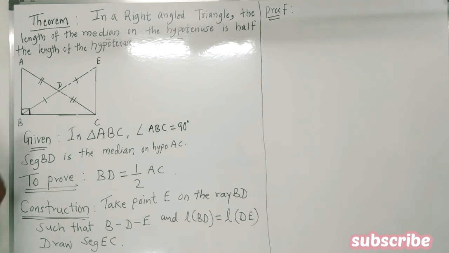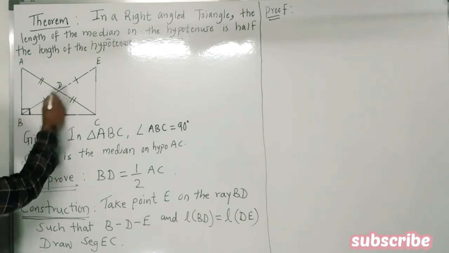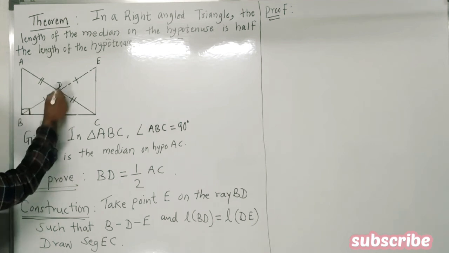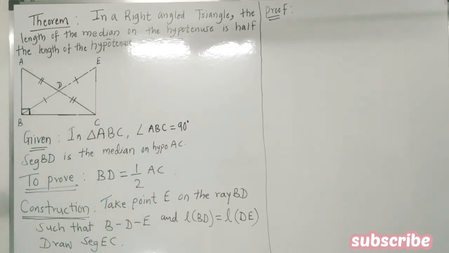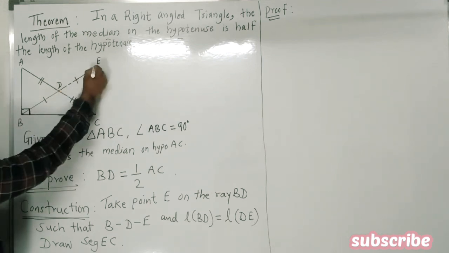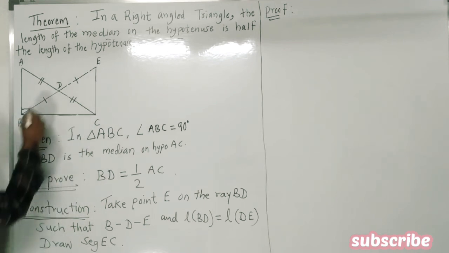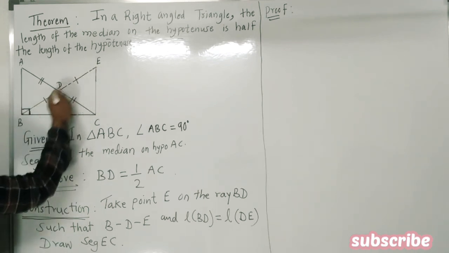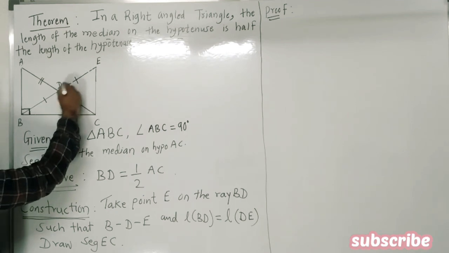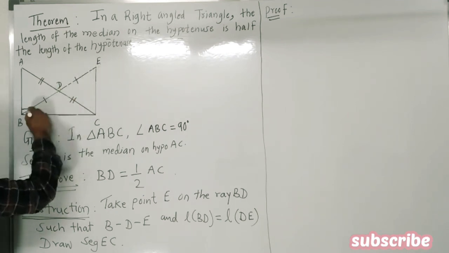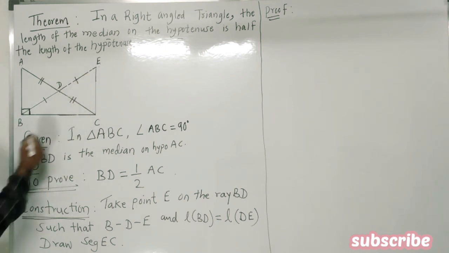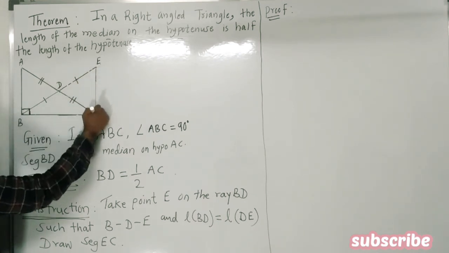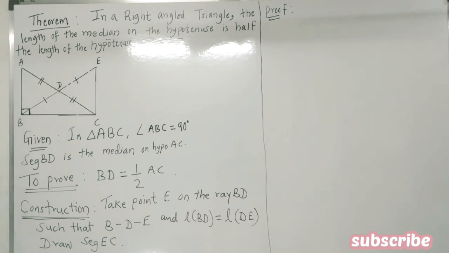What we have to prove is that the length of the median BD is half the length of AC. For this purpose we have to do one construction. Take a point E on ray BD such that BD equals DE, that is length BD and length DE are equal. B-D-E, and join EC.